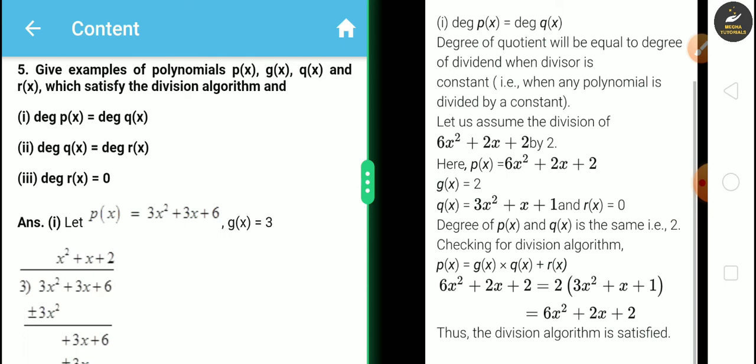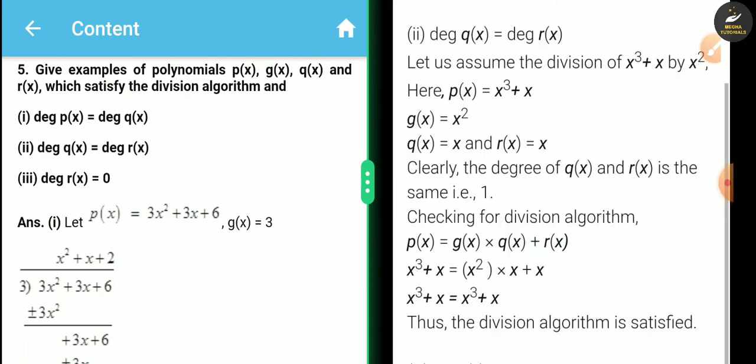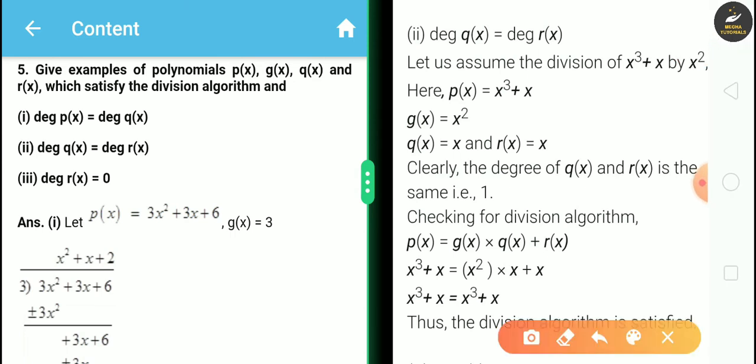Okay, so let's move to the second condition. Now in this case, degree of q of x is equal to degree of r of x, meaning the degree of the quotient and the degree of the remainder should be the same. Okay, so let us assume the division of x cube plus x by x square. So here p of x is x cube plus x and g of x is equal to x square. Okay, so if we divide x cube plus x by x square, we will get quotient as x and remainder also x. Okay, so in this case the degree of quotient and remainder is same, that is 1.